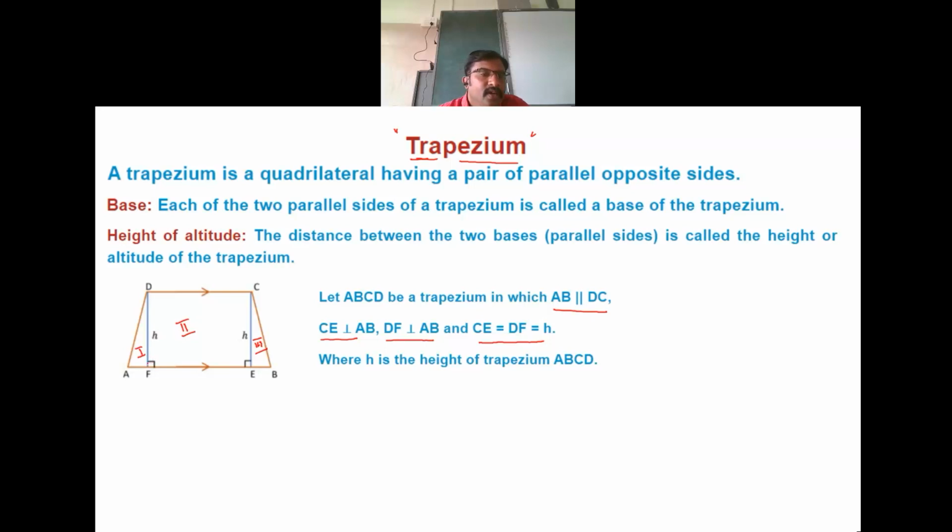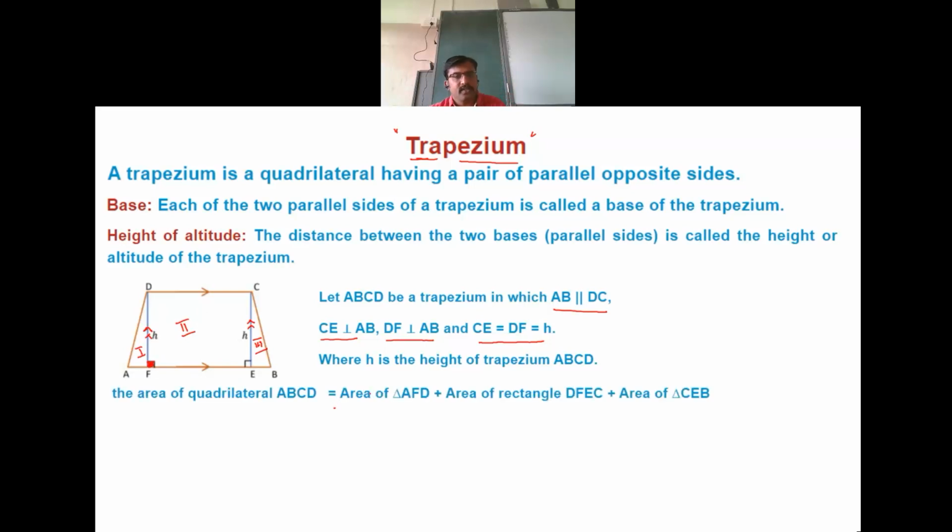Rectangle, because the angle here is 90 degrees. When perpendicular lines are there, they will be parallel to each other. So this is a parallelogram having one of the angles as 90 degrees, so it is a rectangle. So I have divided the trapezium into three regions: one is a triangle, a rectangle, and one more triangle.